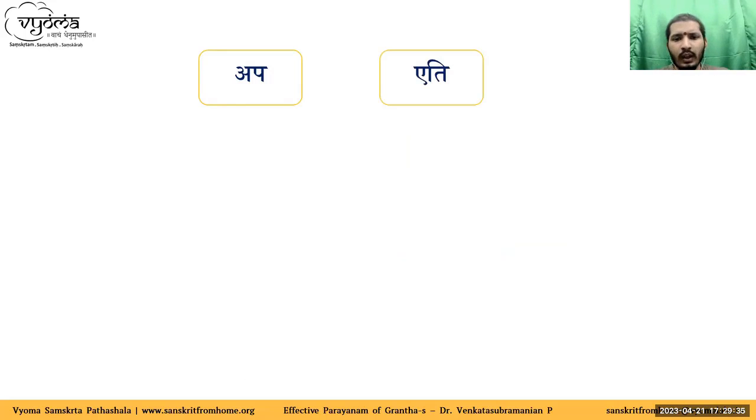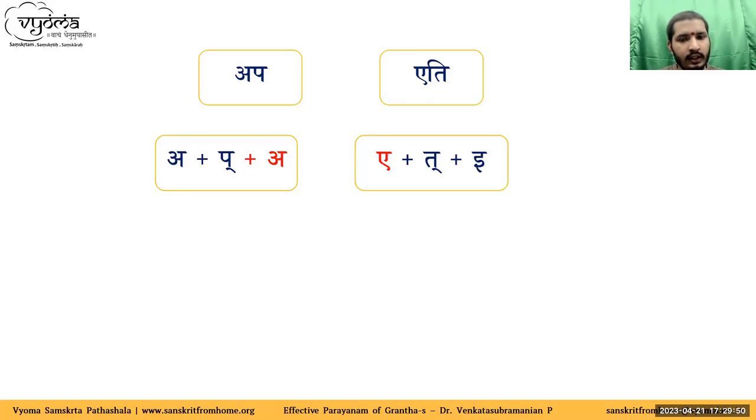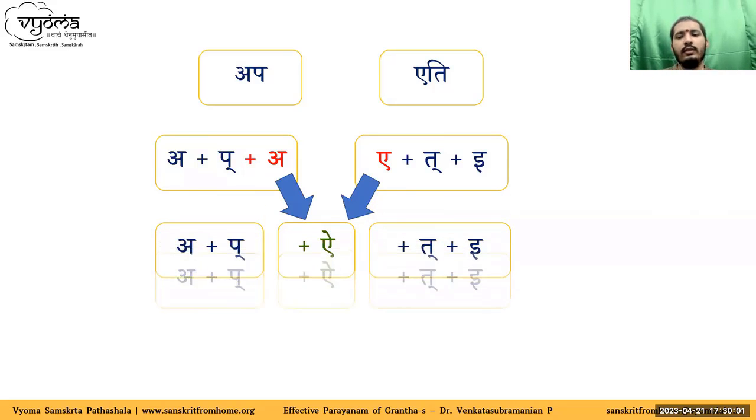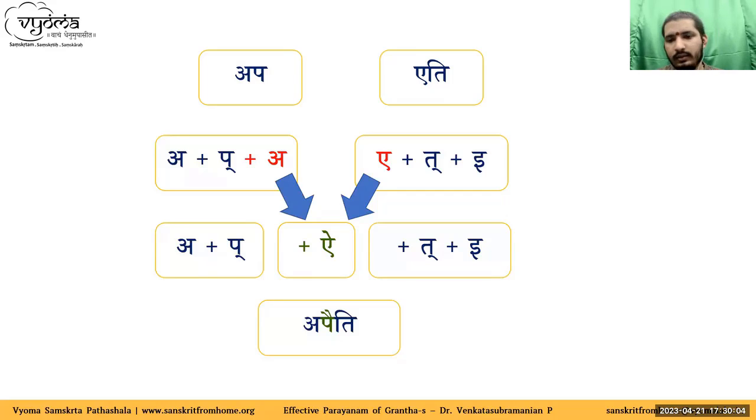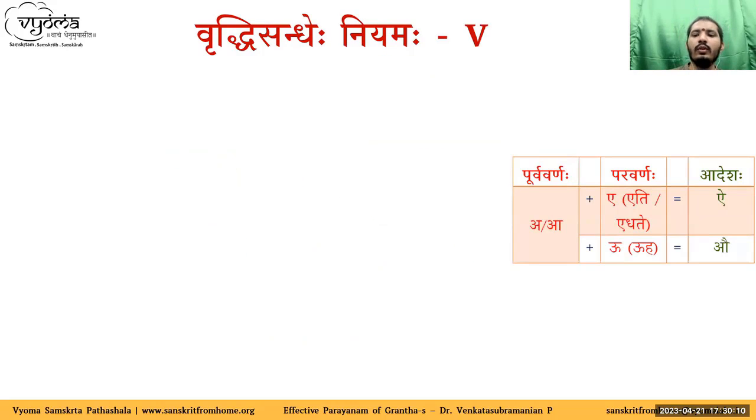So how does the Sandhi occur? On the left hand side, we have apa. On the right hand side, we have eti. If you split the letters, a, p, a. In eti, if you split the letters, e, t, i. So in the place of akara and ekara, we get the adesha ai. And if we join all the letters, then we get the rupa apaiti. Apaiti is the final form. So this was the fifth rule.